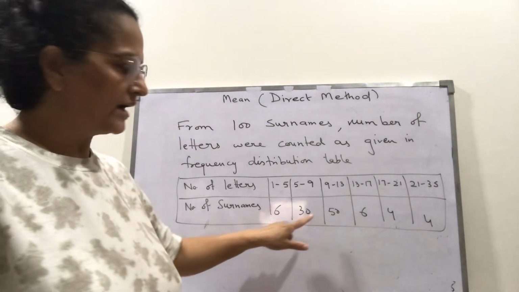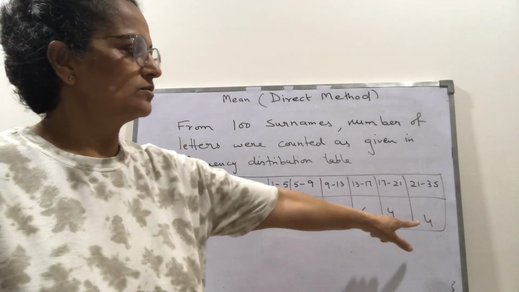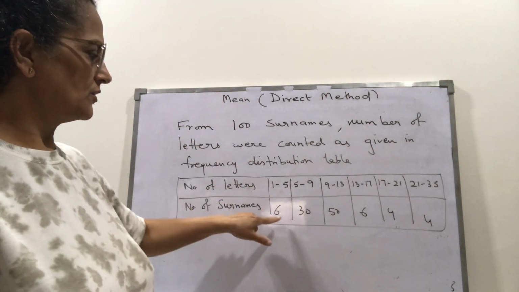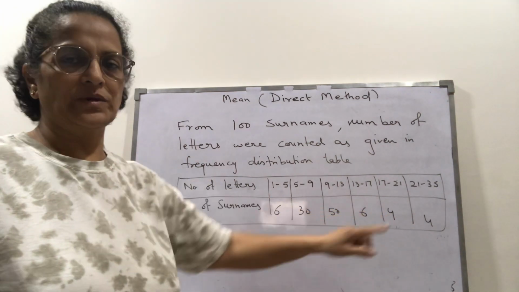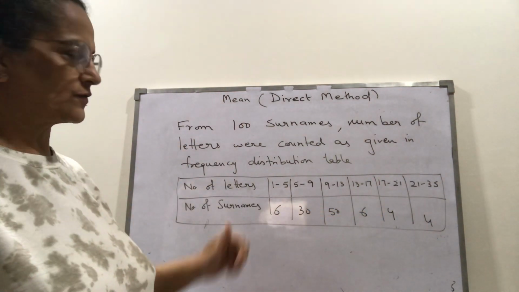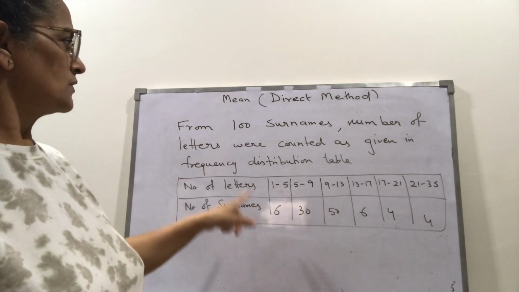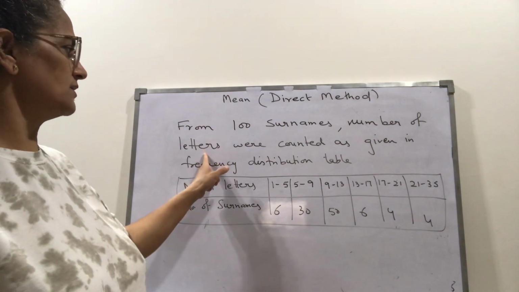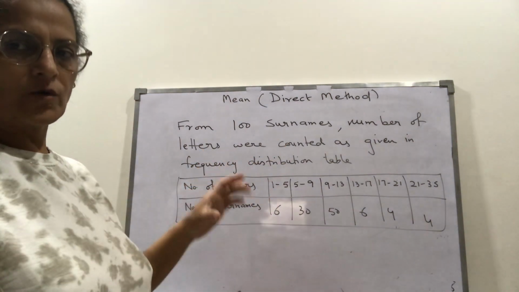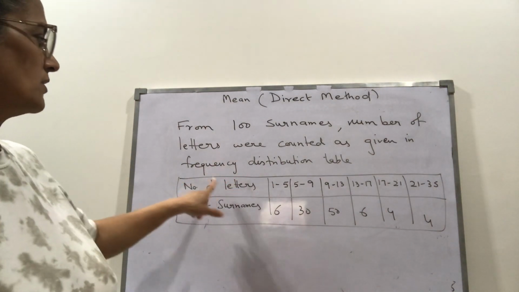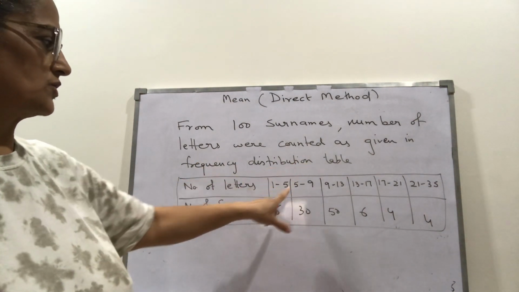If you add these, it will give you the number 100. If it is not given, you can add the sum of frequencies from here. If it is given, you can take the sum of frequencies from here also. So from 100 surnames, the number of letters in each surname was counted, and what they got, they have given in a frequency distribution table.